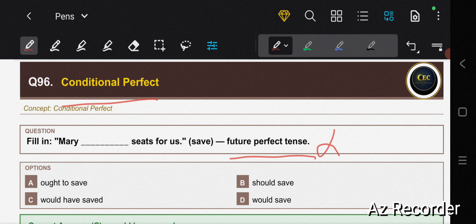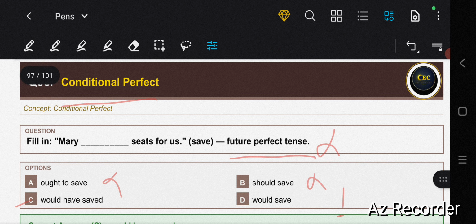And which one should it be? Would have saved. Yeah, I got that many of you have opted for option C. This one is the correct one for conditional perfect. Okay, there will be have and V3, but before that there will be would. Okay, for conditional perfect.